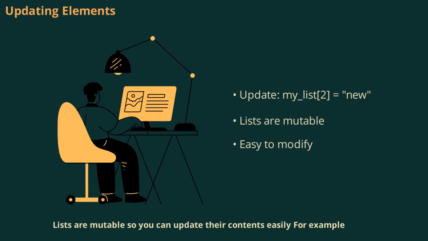Lists are mutable, so you can update their contents easily. For example, to change the third item, just write my_list[2] = "new". This replaces whatever was at index 2 with the new value. This flexibility is one of the reasons lists are so widely used in Python programming.